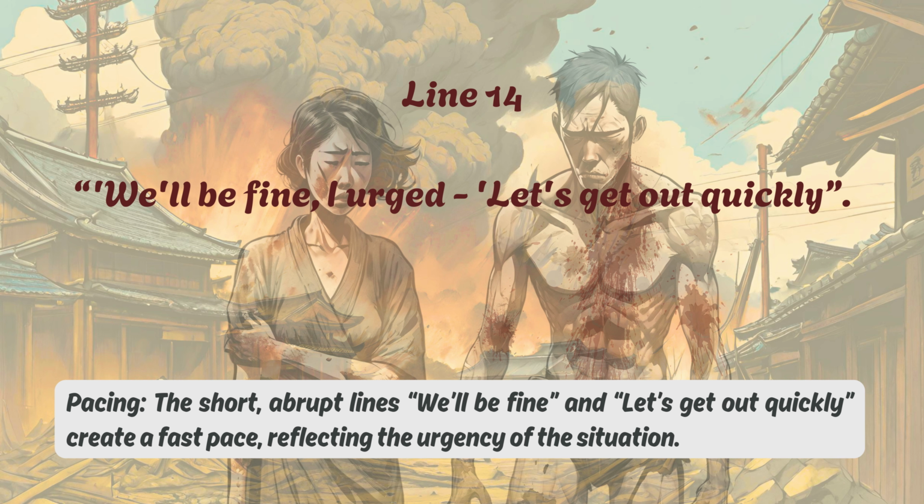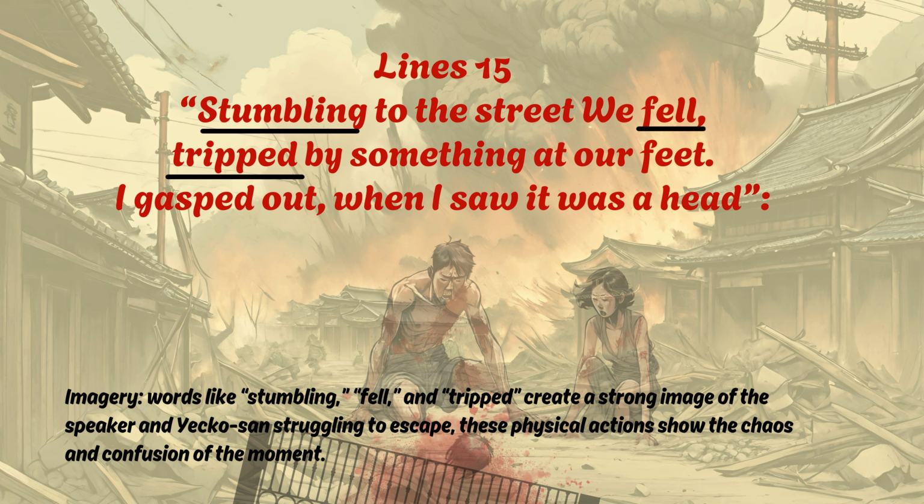Next, stumbling to the street, we fell, tripped by something at our feet. I gasped out when I saw it was a head. Now, in this line, the words like stumbling, fell, and tripped create a strong image of the speaker and Yecko-san trying to escape. Therefore, these words are examples of imagery. Now, these physical actions show the chaos and confusion of the moment.